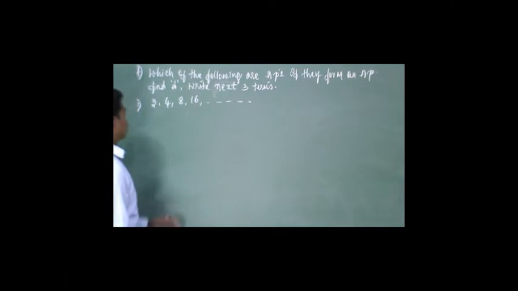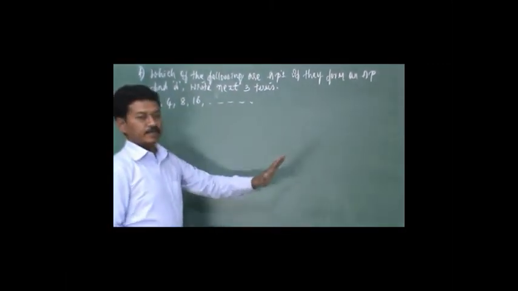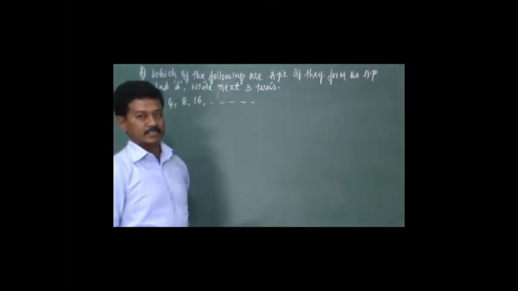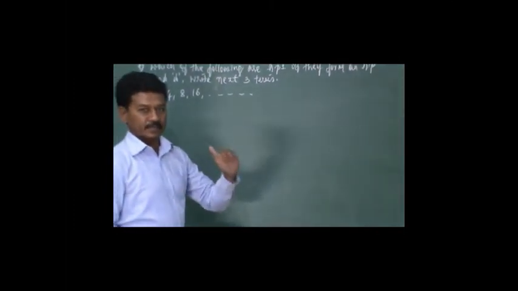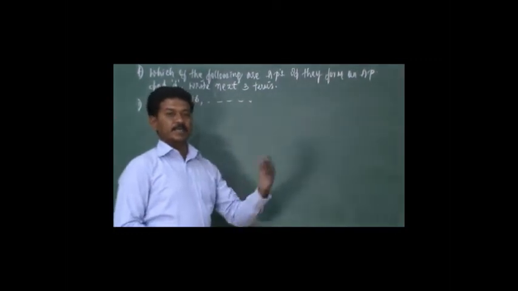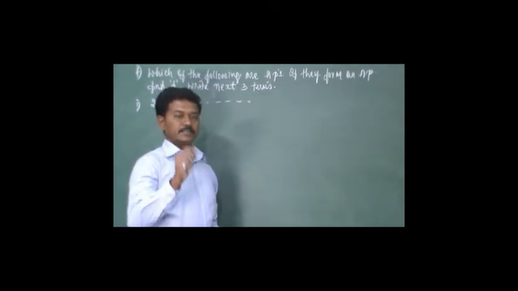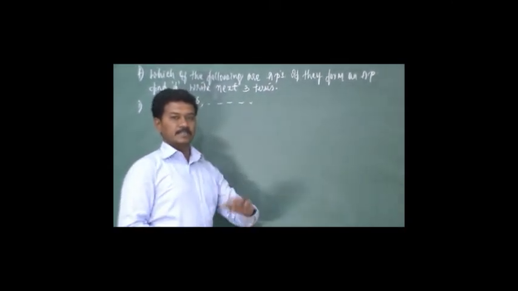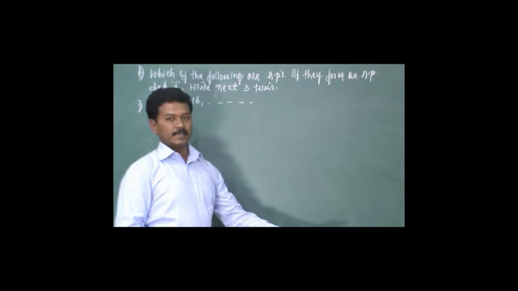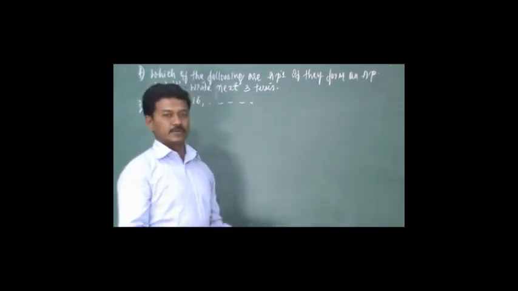So very simple. Which of the following are APs? So they have given you some sequences. So you have to check whether they are APs or not. So how to check a sequence whether it is AP or not? That's a very simple thing. If the common difference is constant, then the given sequence is an AP. If the common difference is not constant, then the given sequence is not an AP.